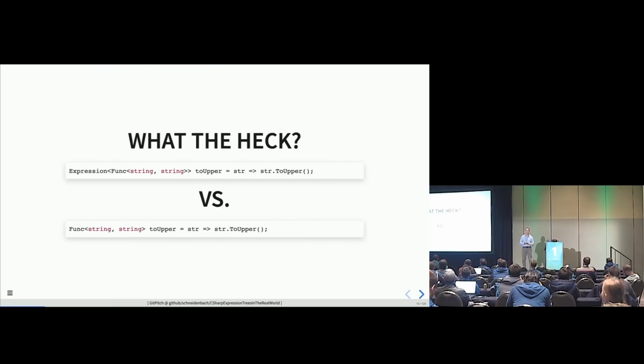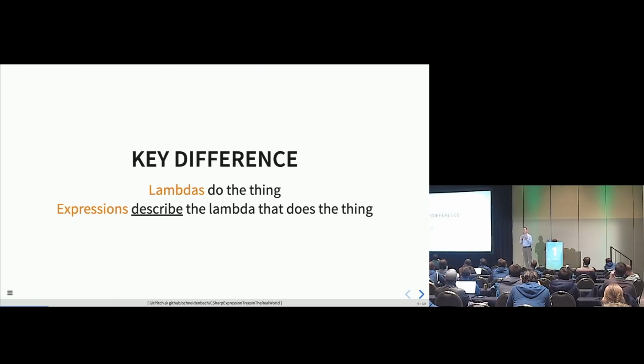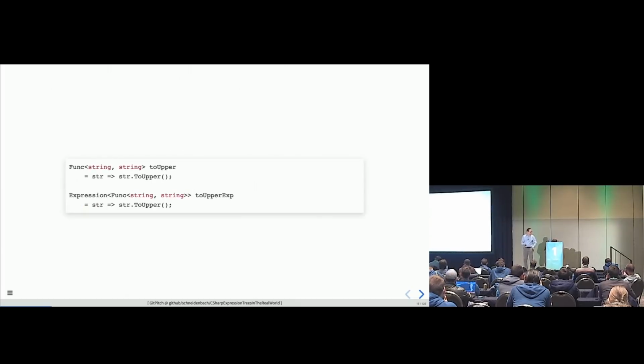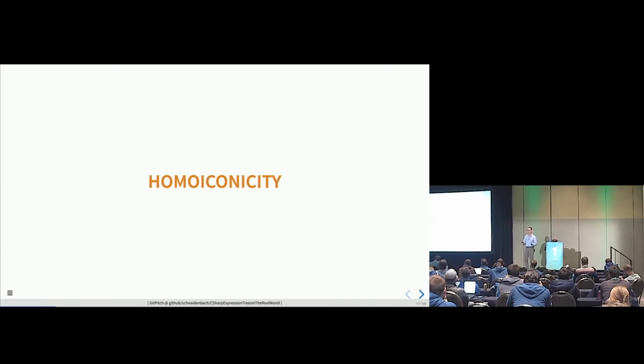So what's going on? The key difference between a Lambda and an expression is that a Lambda does the thing. An expression tree, a Lambda expression specifically, describes the Lambda that does the thing. This is really important, because this is actually a really important feature of expressions as they relate to C# and VB.NET. It's really cool. They share a property called homoiconicity, and I think I'm saying that right.